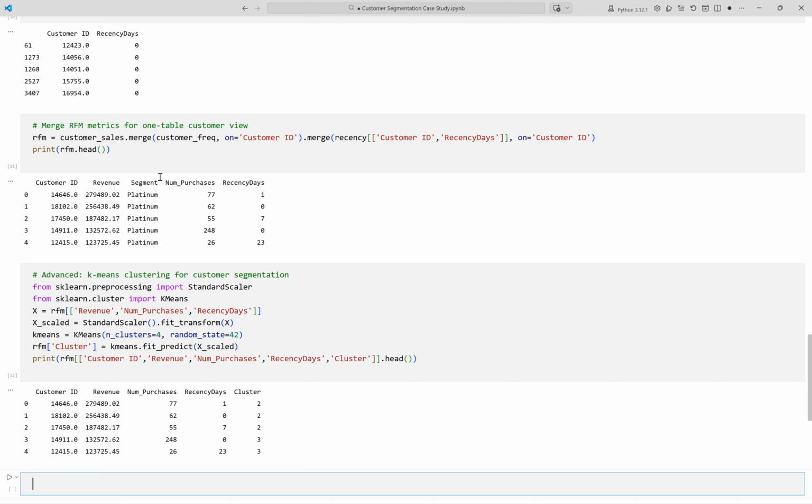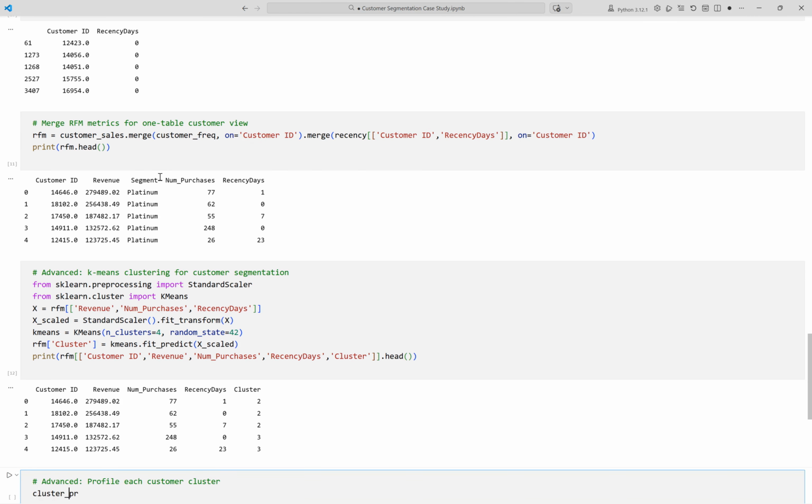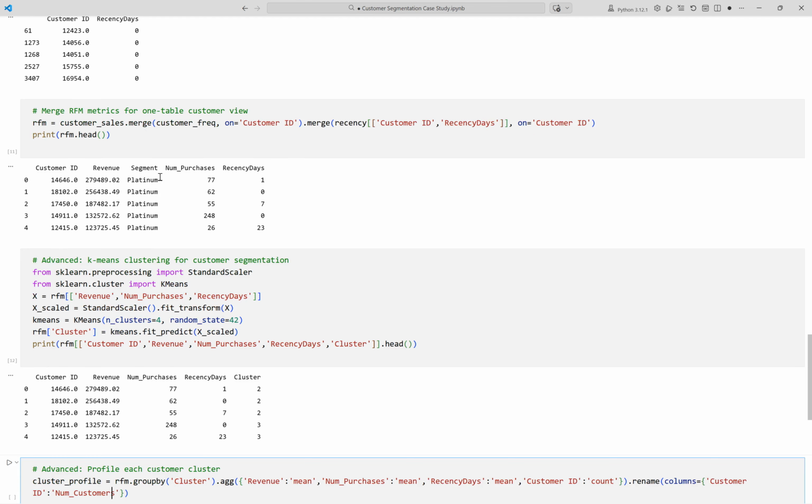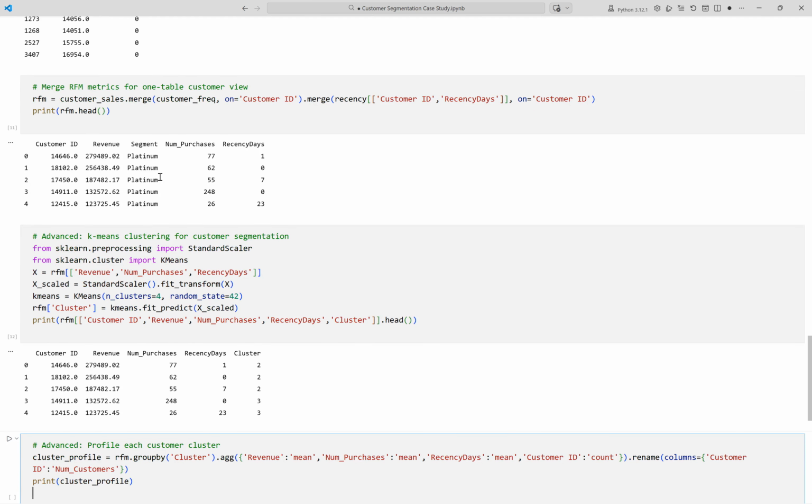Business leaders want to know what makes each customer cluster unique. We aggregate mean revenue, mean purchase count, mean recency, and number of customers per cluster. We print the profile for each segment to support targeted marketing or rewards programs.